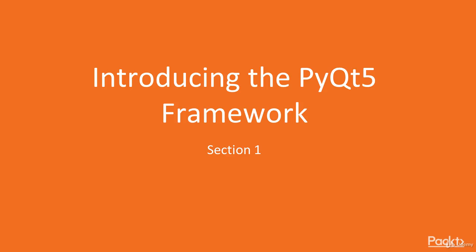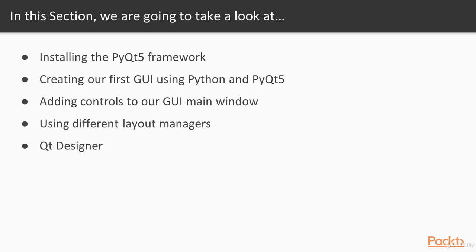Hello and welcome to the first section in which we will be introducing the PyQt5 framework. First, we will install the correct version of PyQt5 that matches both our version of Python and the operating system we are running. We will then create a fully functional graphical user interface program in only a few lines of code. Then we will add widgets to our GUI in order to add functionality to our program.